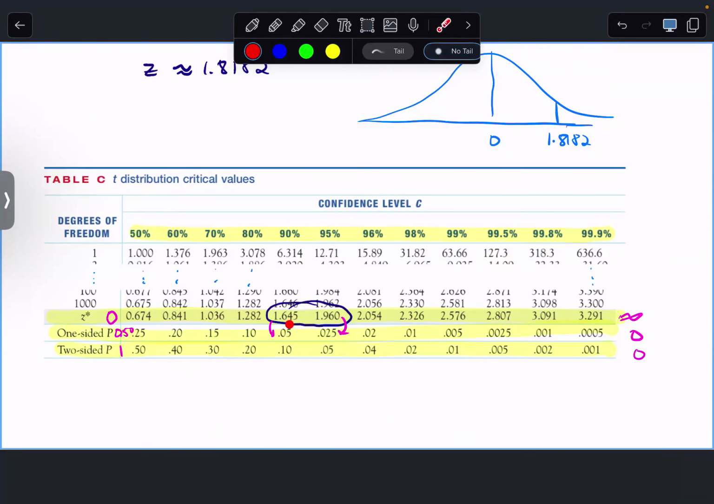It's the same scenario, right? If I take the absolute value of 1.8182, it becomes 1.8182, and 1.8182 is still between 1.645 and 1.96, right? And so those areas are the same. But now in the positive direction, 1.645 and 1.960, 0.025 and 0.05.